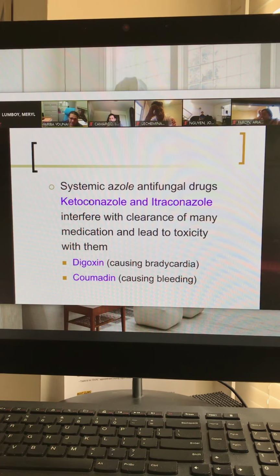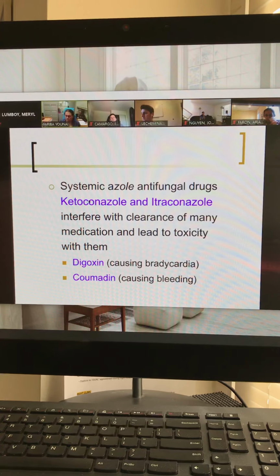Systemic antifungals that have azole in their name, like ketoconazole and itraconazole and anything in that family, do interact with digoxin and coumadin and lead to drug toxicity. They prevent their metabolism. So digoxin, and this is one thing that we always talk about in medication, the spectrum of dosage. There are medications that have a very narrow therapeutic margin, where the margins of error are not very high. Digoxin and coumadin are both this kind of medication.